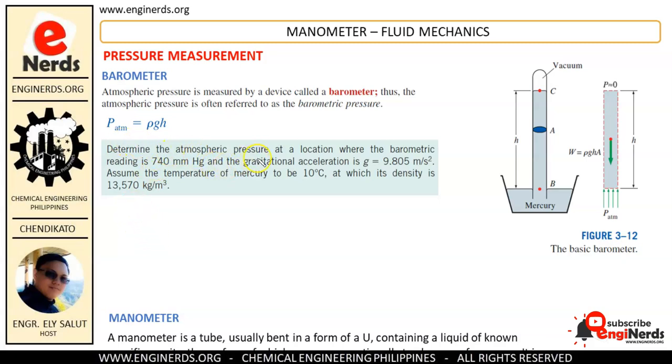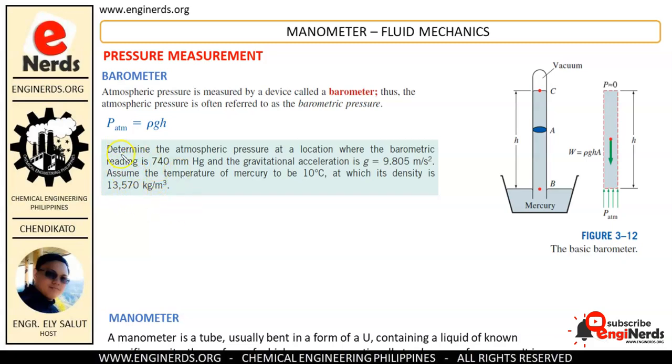Determine the atmospheric pressure at a location where the barometric reading is 740 mm mercury and the gravitational acceleration is equal to 9.805 meters per second squared. Assume the temperature of mercury to be 10 degrees Celsius at which its density is 13,570 kg per cubic meters.